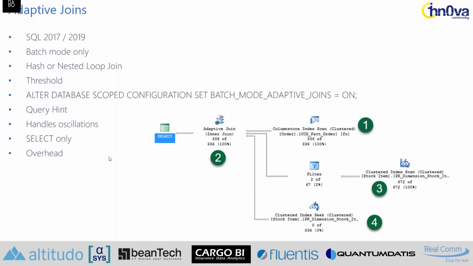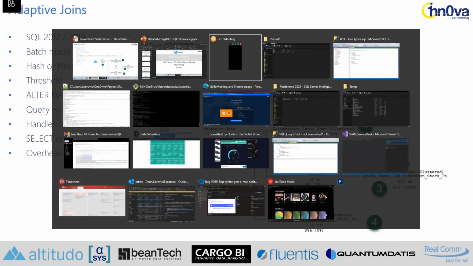This applies only to select queries. This feature of SQL Server handles oscillations in the number of rows coming from the first branch. And there is obviously some overhead, but in the end there is a benefit because we are getting the correct join operator, hash match or nested loop. Now let's see how this works in action.